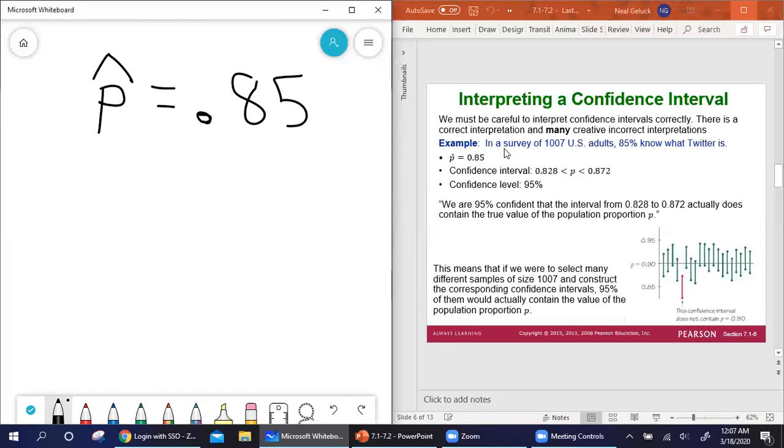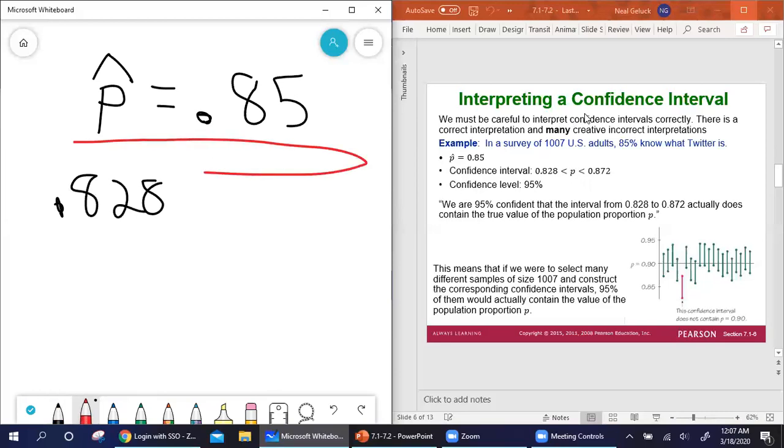Now, doing some calculation that we're going to learn how to do in just a little bit, they then got a confidence interval. So their lasso went to 0.828 on one end. Actually, should have made this red. That's what my lasso's been. To 0.872. So that's their confidence interval. And the procedure they used had a 95% confidence level. Again, we'll figure all that stuff out.